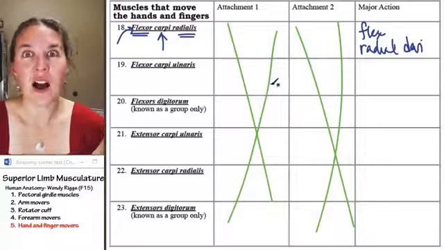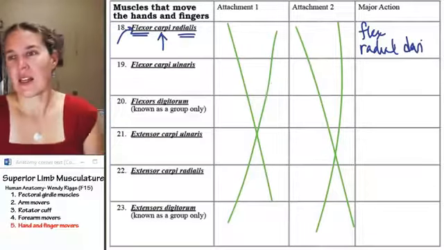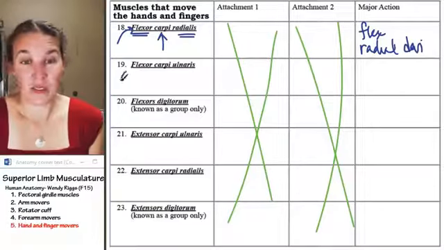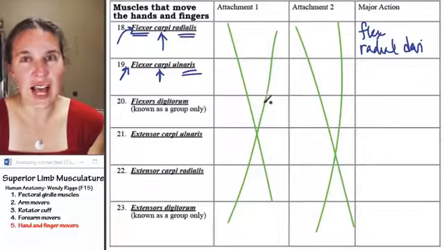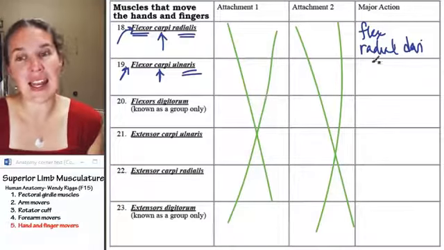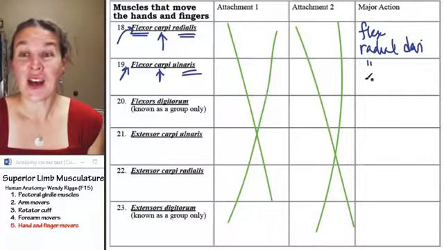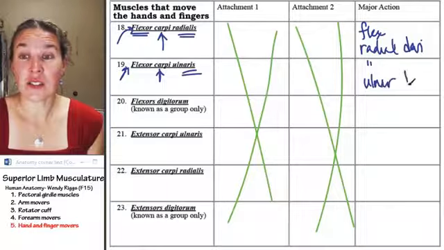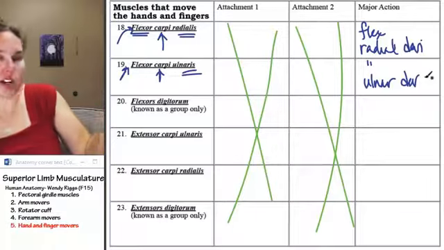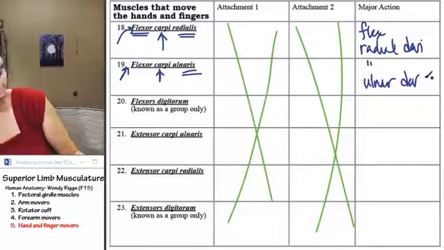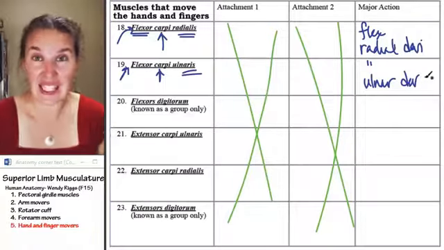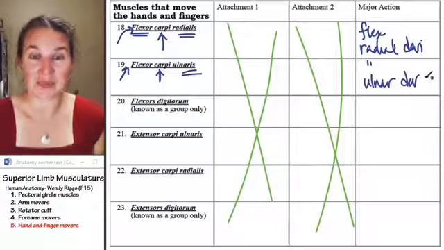Flexor carpi ulnaris. It really is on the flexor surface. It flexes the wrist on the ulnar side, so it's on the medial side, and it's going to flex and do what? Ulnar deviation. And ulnar deviation is deviating the hand toward the ulnar side, which is basically adduction, moving toward the midline.